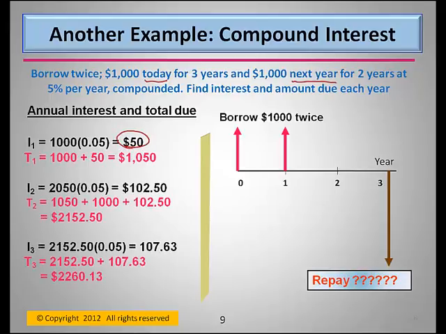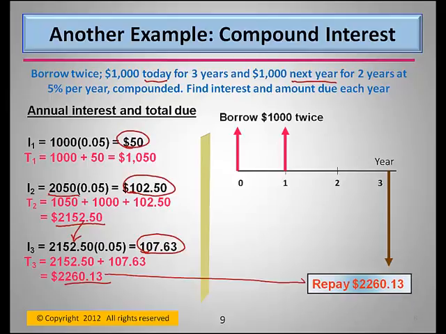At the end of year 2, the additional loan of $1,000 accumulates interest along with the unpaid balance of $1,050 from year 1. Now the interest is 5% on $2,050. The total due after 2 years is now $2,152.50, which includes the $102.50 of interest. For year 3, there is no additional loan. However, interest is calculated on the unpaid balance of $2,152.50. This amounts to $107.63 for a total due of $2,260.13. We can now complete the cash flow diagram with this repayment.